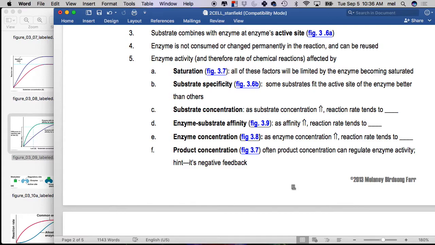So F will feed back to the regulatory site. You can change the shapes of the active sites temporarily by doing this, right? It's not a permanent change, such that A and B, or even just one of them, doesn't fit properly, right? And therefore, you'll slow down the enzyme activity. Why would you want to do that?